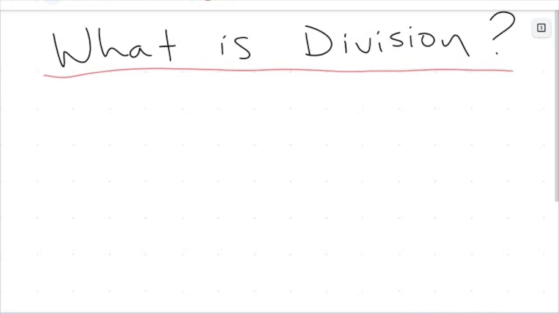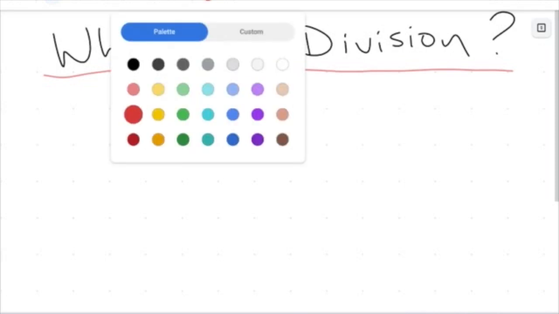So today we're going to be talking about division, and this is the very last operation we're going to be talking about. We've talked about addition, subtraction, multiplication, and now we want to just spend a bit of time talking about division here. So what do we mean when we divide things?